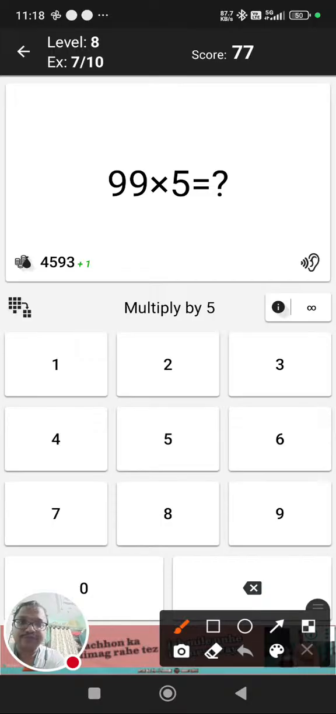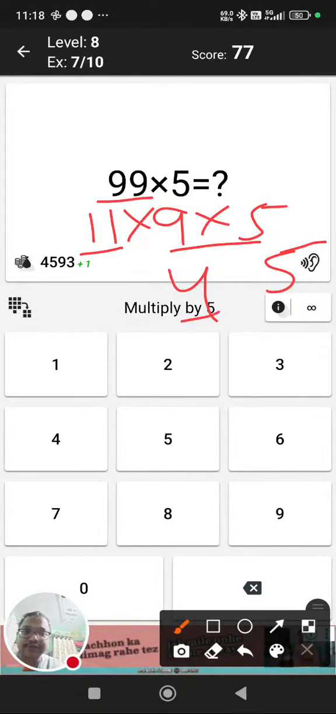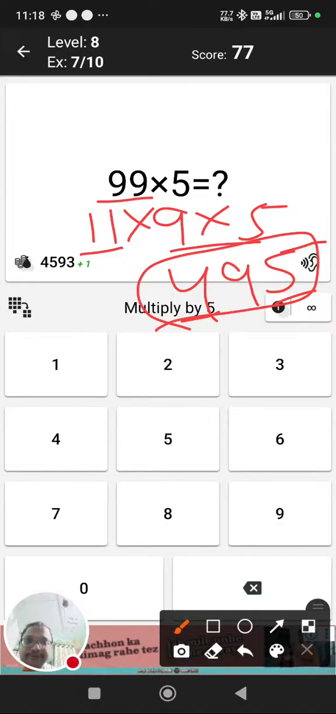Here we see 11. So let's write this as 11 into 9 into 5. So first we need to multiply this one, which will be 45. Into 11 times means sum of these two numbers placed in between them. So answer will be 495.